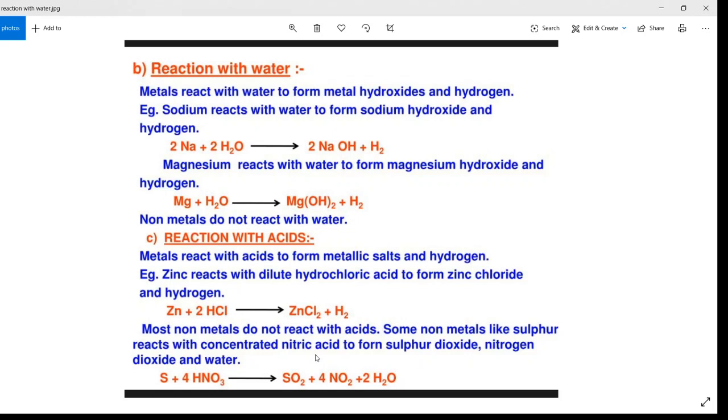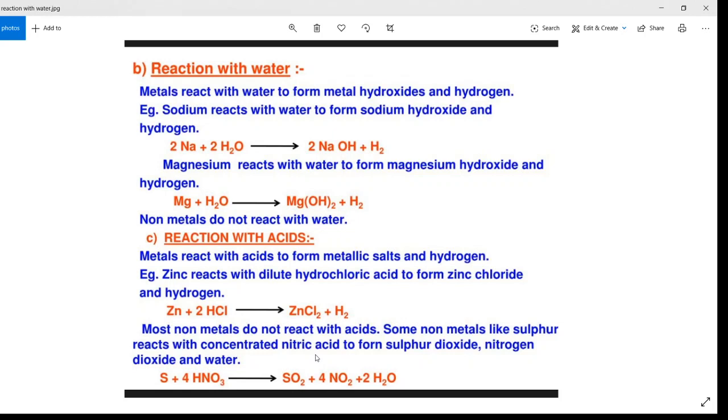So this is the second main difference between the chemical properties of metals and non-metals, that metals react with water, whereas non-metals do not react with water. Now next, the chemical property: reaction with acids. Metals react with acid to form metallic salts and hydrogen. Here is given the example of zinc. When zinc reacts with hydrochloric acid, it makes zinc chloride, and in this process again hydrogen gas is evolved. So in this way we can say metals react with acids to make salts and hydrogen gas.